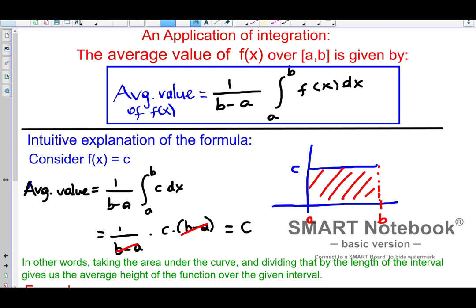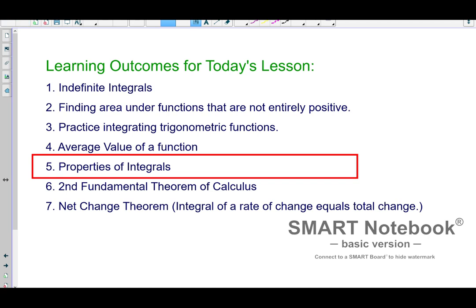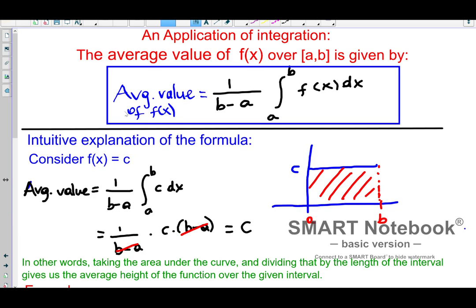So average value of a function is an application of integration. And here is what the formula looks like. 1 over b minus a times the integral from a to b f of x dx. So this would give you the average value of f of x over the interval from a to b. So basically you take the integral of f of x over that region and you divide it by the length of the interval. That's what 1 over b minus a represents.